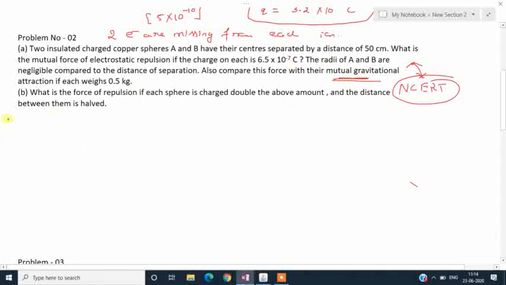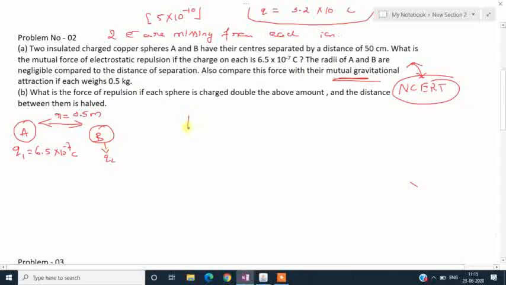Very simple it is. So the given is there are two spheres A and B. They are separated with a distance r is equal to 0.5 meter. So 50 centimeter, so 0.5 meter. And each one has the charge 6.5 into 10 to the power minus 7. So Q1 will be equal to 6.5 into 10 to the power minus 7 Coulomb. Q2 is also the same.